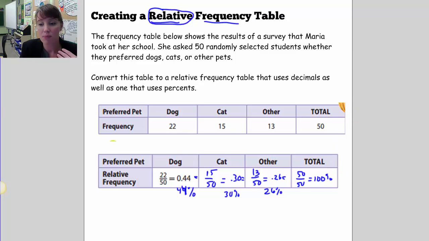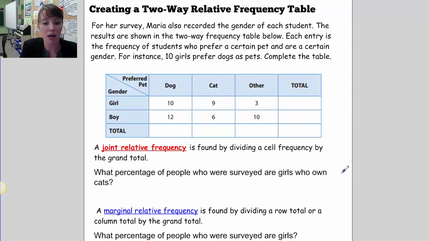Now, I made a mistake here. I said own instead of preferred. I didn't read very carefully here. We'll get to that in just a second.